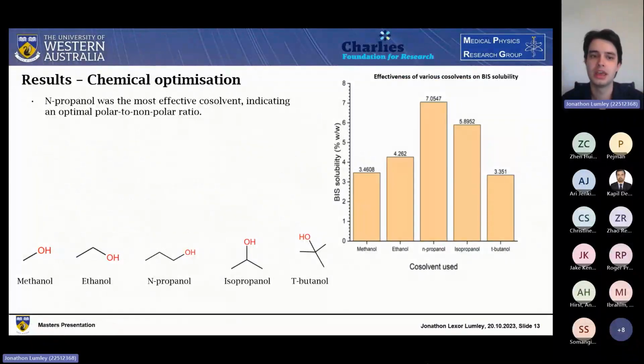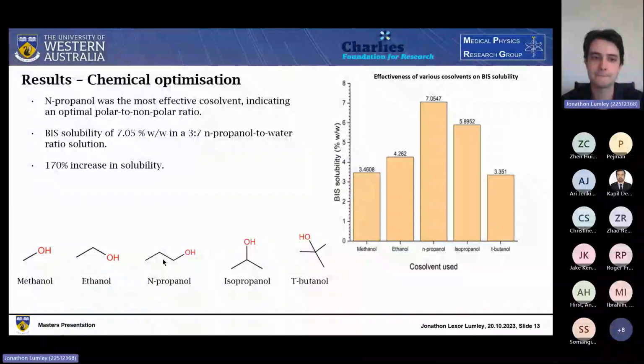So in terms of results, N-propanol was determined to be the most effective co-solvent. This indicated that the molecule had an optimal amount of polar and non-polar functional groups. The polar groups are from the OH bond, which bonds to the water, whilst the non-polar hydrocarbon groups, which we can see in this chain line here, lodge themselves into the water matrix and disrupt any hydrogen bonding between nearby water molecules. This lowers the surface tension of the water and allows molecules such as BIS to more actively disperse throughout it, increasing solubility.